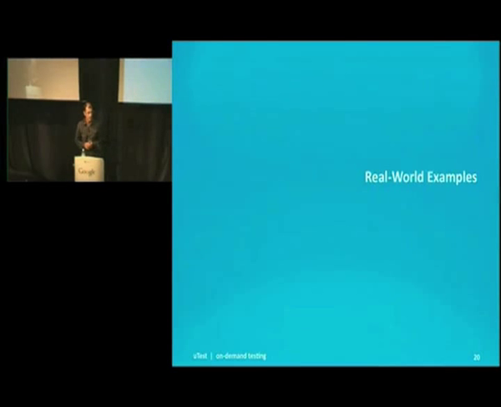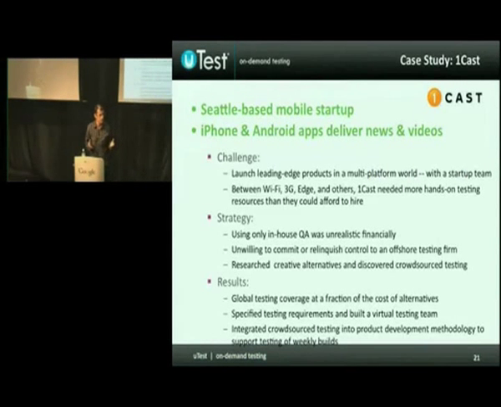I'm going to end, before the questions, with basically two real-world examples. Let me show you some real companies that use this in a real-world example. So company number one is a startup from Seattle. It's a company called OneCast. OneCast has both an iPhone application and an Android application. The application is focused on delivery of news and video.